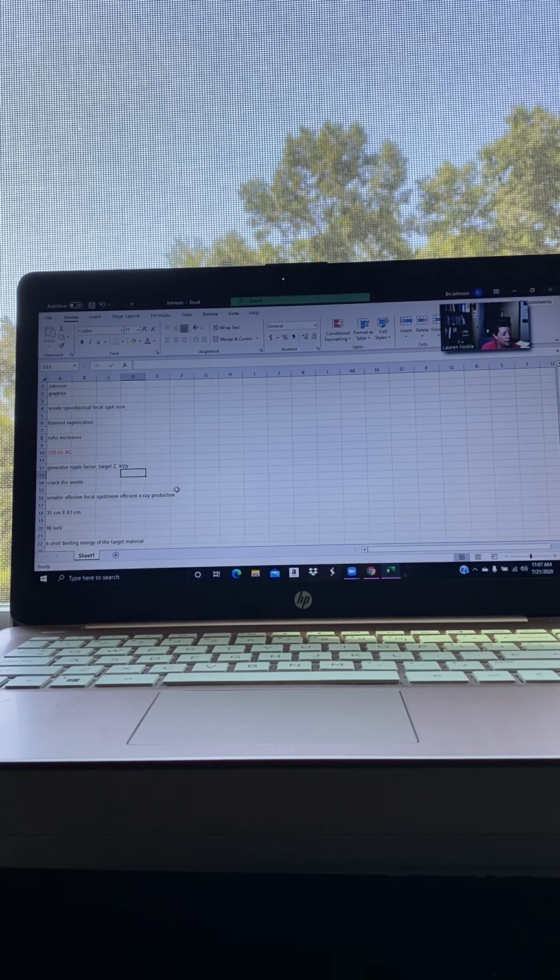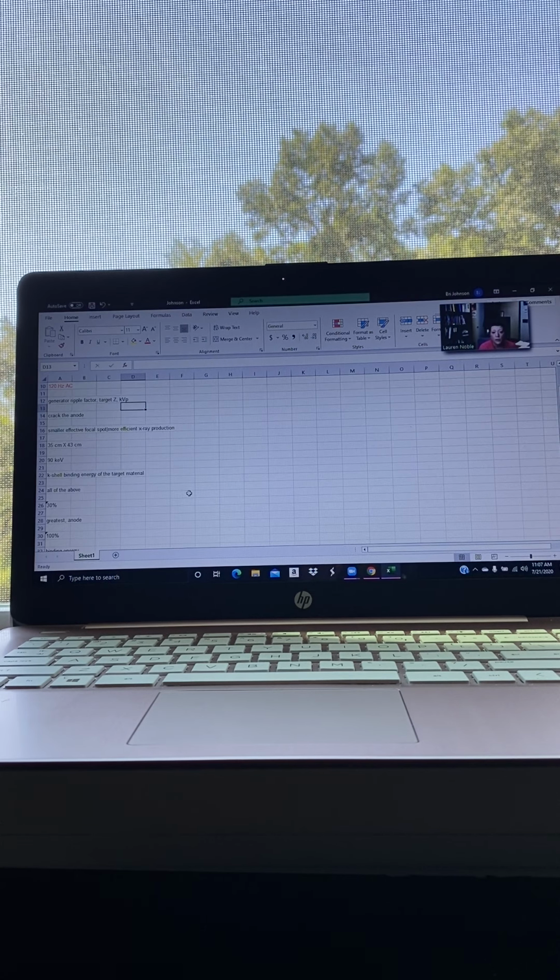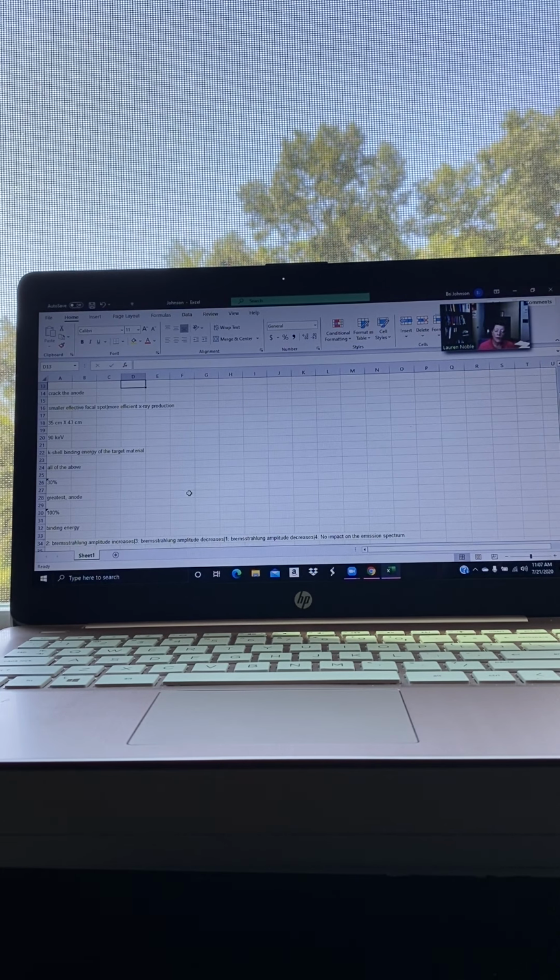And then, let's see, the next one, everybody got the next one right. If you don't perform warm-up procedures, what could potentially happen? You can crack the anode, okay?